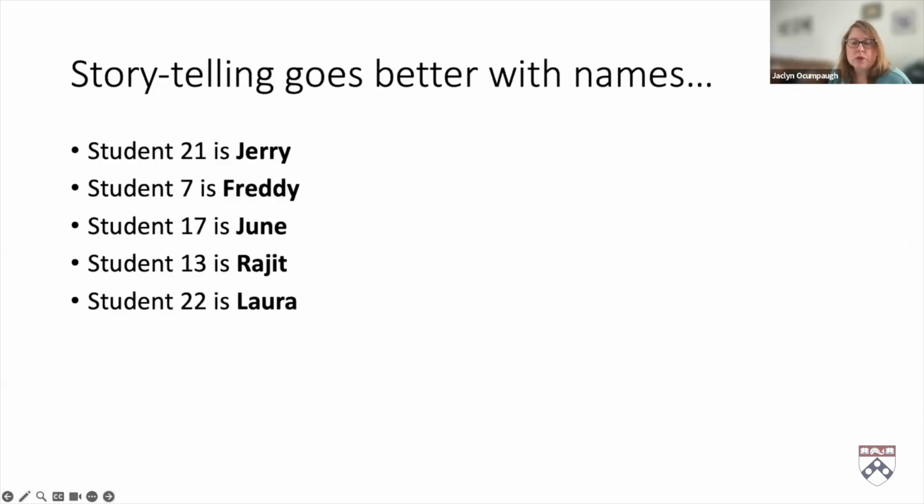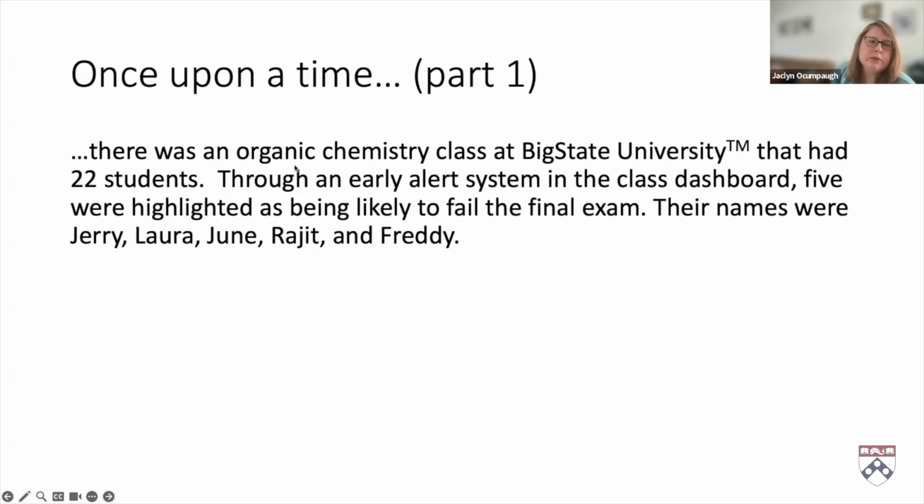And then storytelling goes better with names, right? So we're going to give names to these 5 students that got highlighted. We're going to call them Jerry, Freddie, June, Rajat, and Laura. Now, if we're going to tell a story, we should start with the intro to a good story. So, once upon a time, there was an organic chemistry class at Big State University that had 22 students. Through an early alert system in the class dashboard, 5 were highlighted as being likely to fail the exam. Their names were Jerry, Laura, June, Rajit, and Freddie.